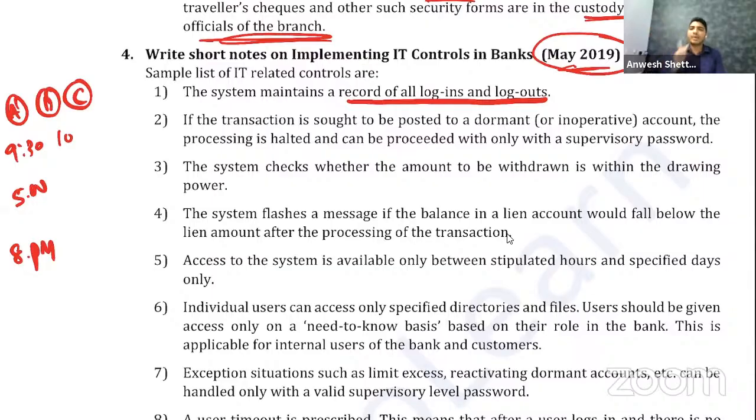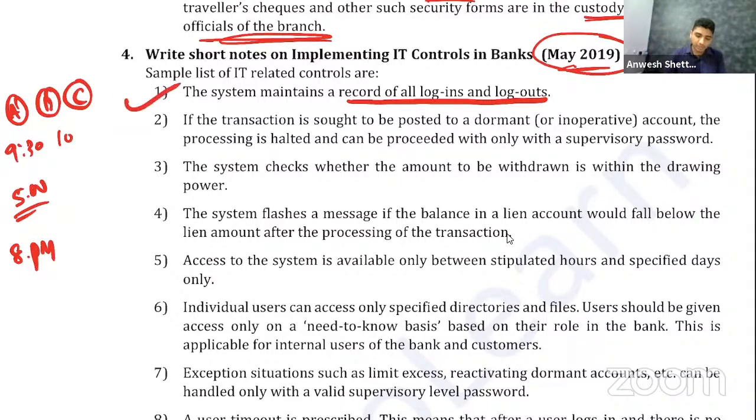Who would do a banking activity at 8 p.m.? Normally, the banks should be closed by 5 o'clock. So, if one employee is trying to log in at 8 p.m., then it is a suspicious activity. So, a software should record which employee tried to log in. Okay, that is the first IT control.